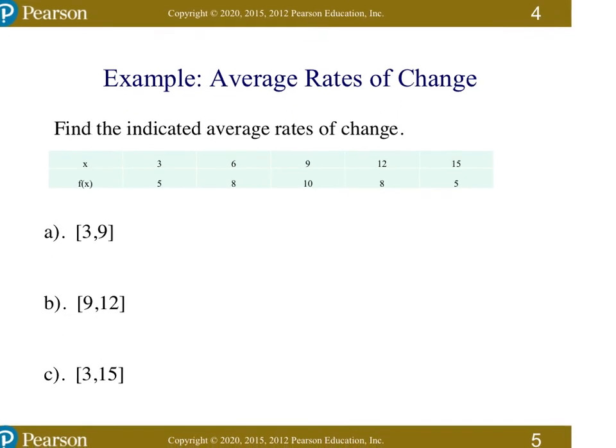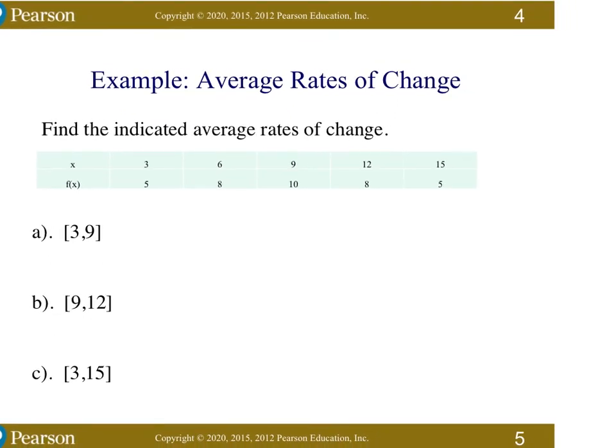You can also do average rates of change off of a table. So if we're going from 3 to 9, this is our interval. Okay, when you use brackets like that, that means we're talking about an interval. 3 is the A and 9 is the B. And so if we want to find the average rate of change, I'm going to call it ROC just to abbreviate. That would be f of 9, the larger one, minus f of 3 over 9 minus 3.